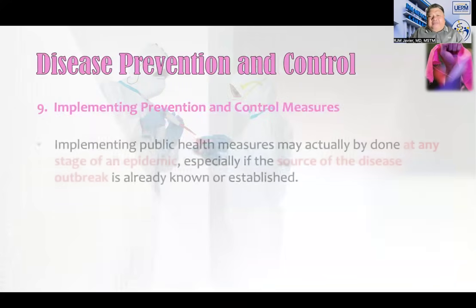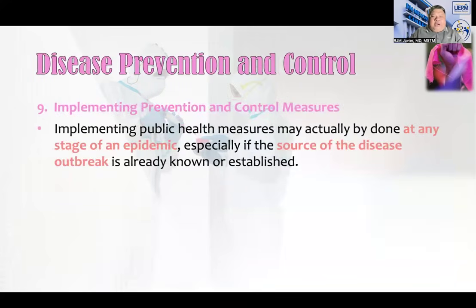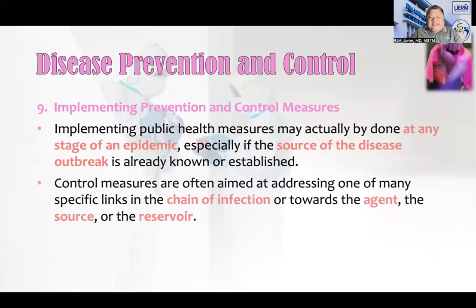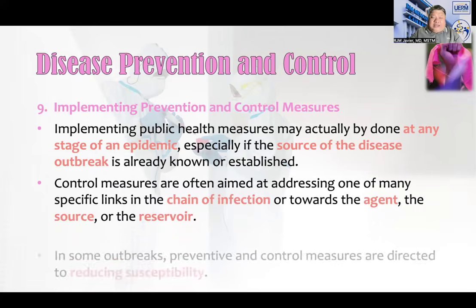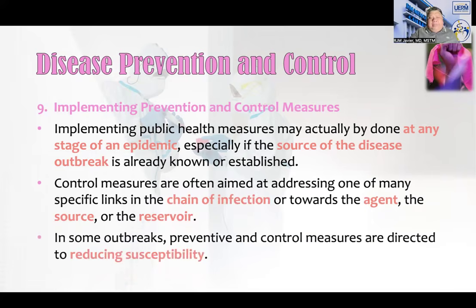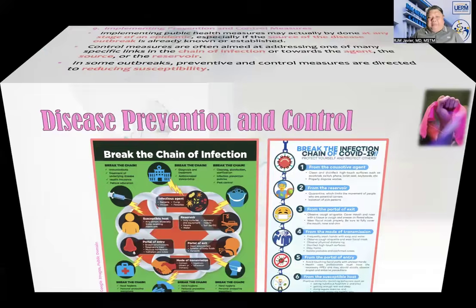Then we implement preventive measures. Normally, implementing public health measures may be done at any stage of the epidemic, as long as you already know the source of the disease. You can initiate control measures aimed to minimize or break the links of the chain of infection that would address the agent, the host, and the reservoir relationship. You want to reduce susceptibility.